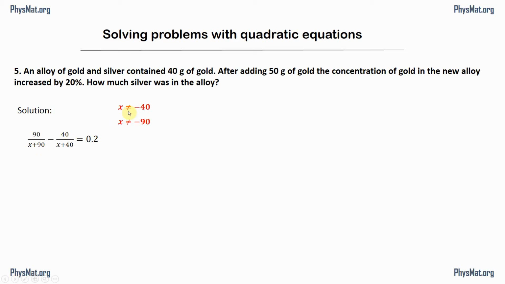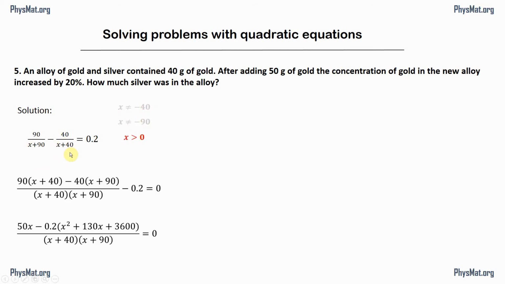Straight away, we can say that our x cannot be equal to minus 40 or minus 90. Otherwise, the denominators will be equal to 0. On the other hand, we know from the physical meaning of the problem that since x is a mass of silver and it is greater than 0, therefore x will never be minus 40 or minus 90. So our condition for x is simply x is greater than 0.